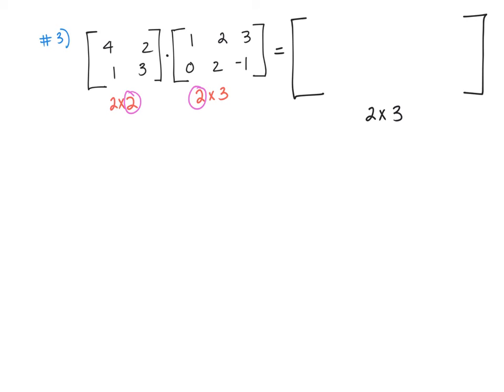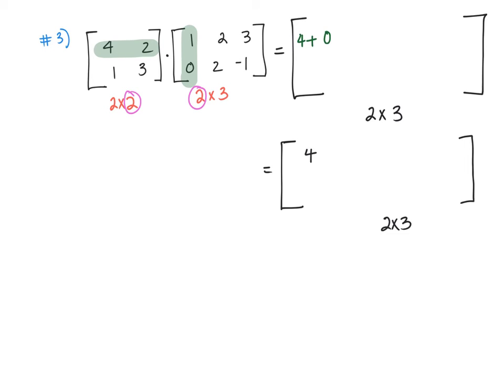So let me grab my highlighter here. Like I said, you're always going to start with the rows first in the first matrix and then multiply it by columns in the second. So 4 times 1 is 4, plus 2 times 0 is 0. So if I add these two numbers, I'm going to get 4. So here's what I'll do. I'll make a new matrix, same size. It's still a 2 by 3, but now I'm going to clean this up and call it 4.